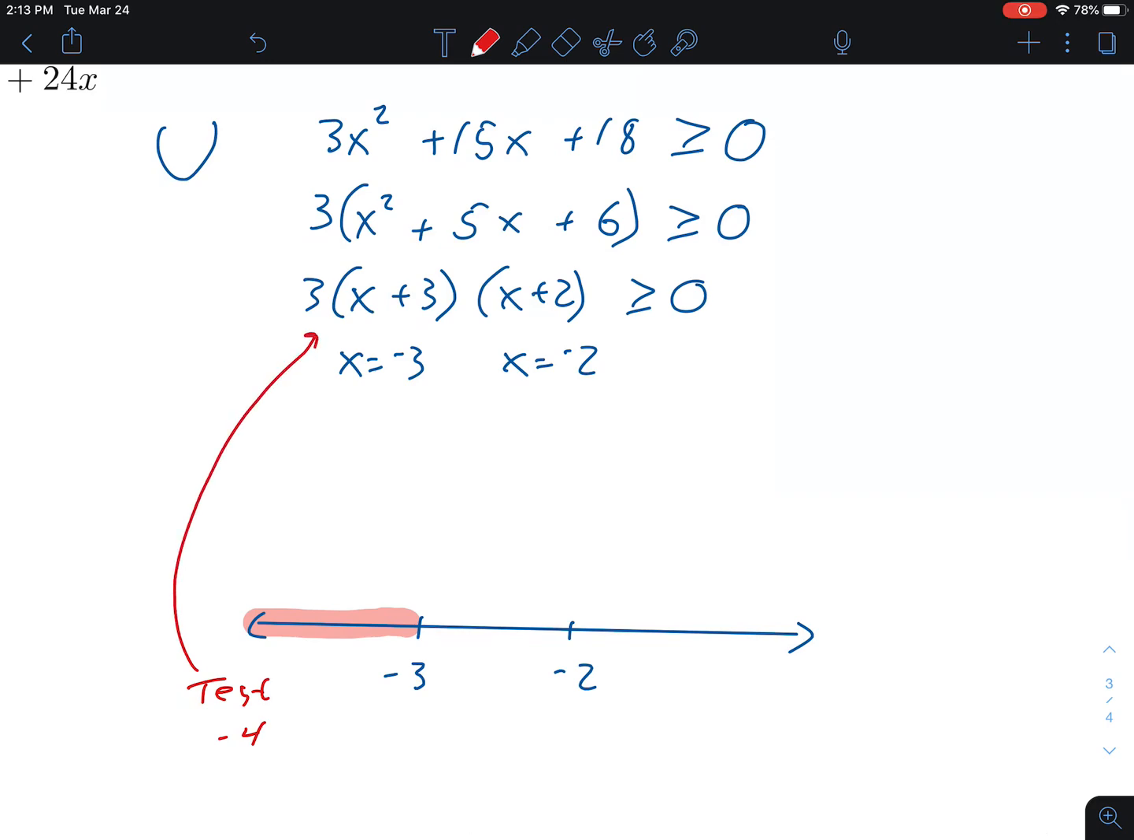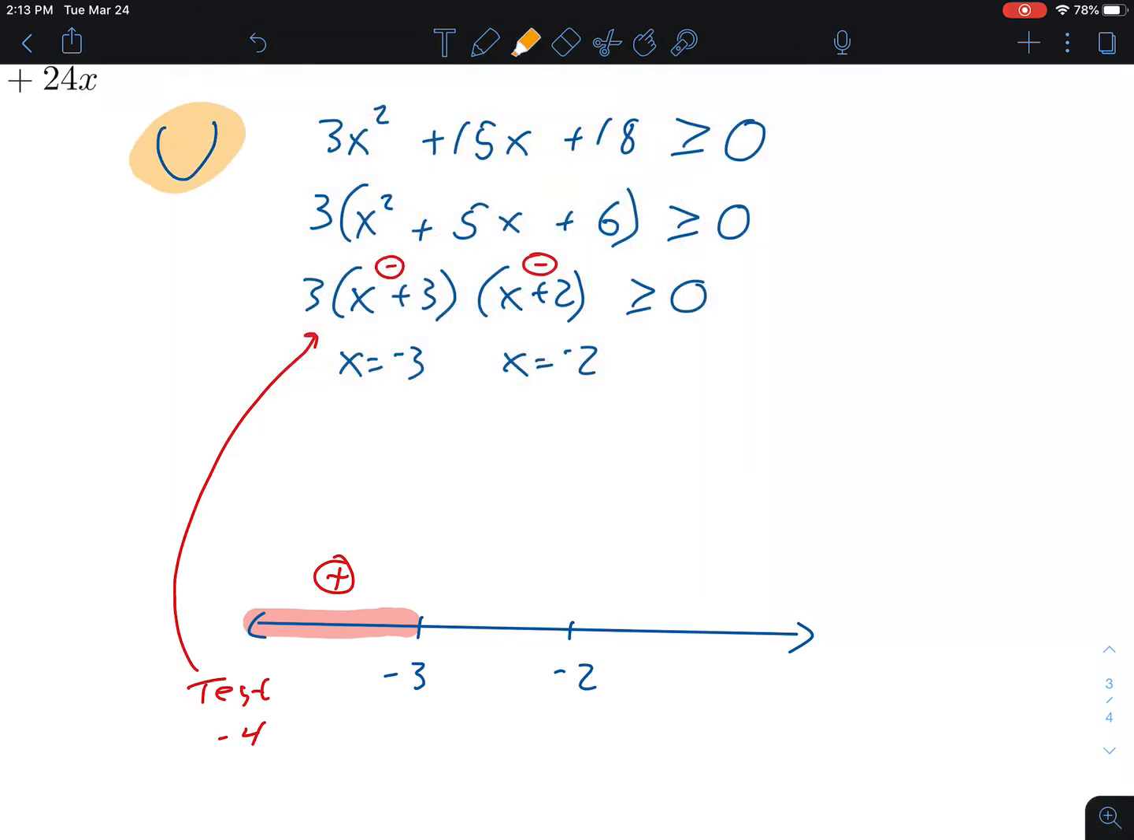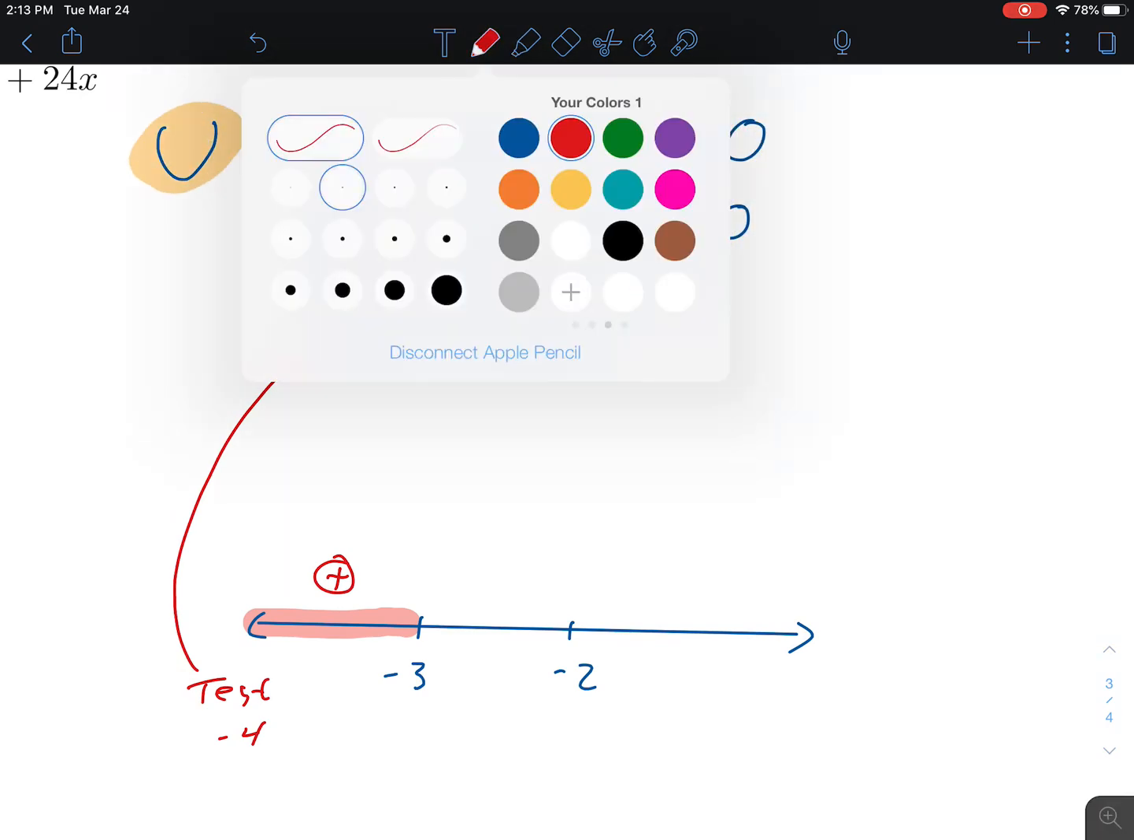If I plug in a negative 4 into my factors, negative 4 plus 3, that's negative 1. Negative 4 plus 2, that is negative 2. A negative times a negative, that's a positive. So now I know my graph is probably going to look like this.